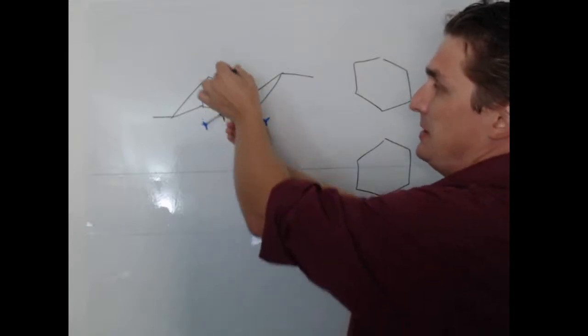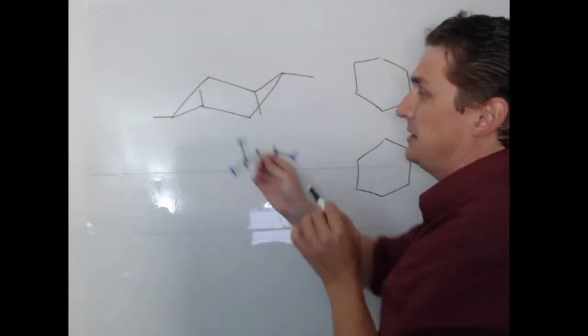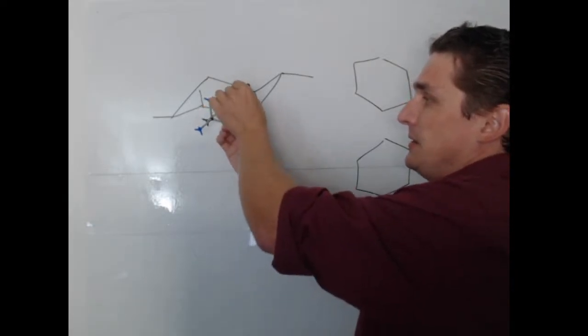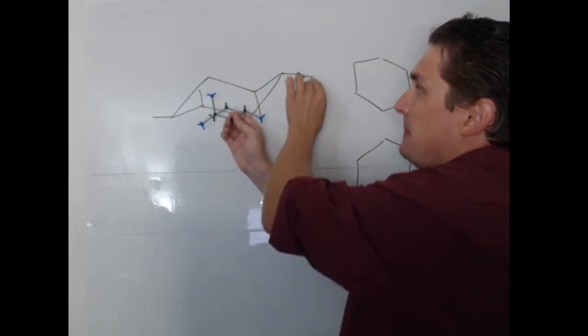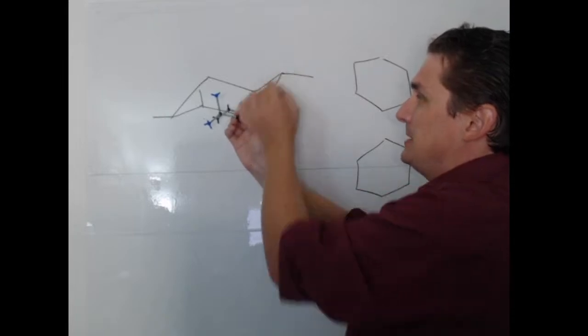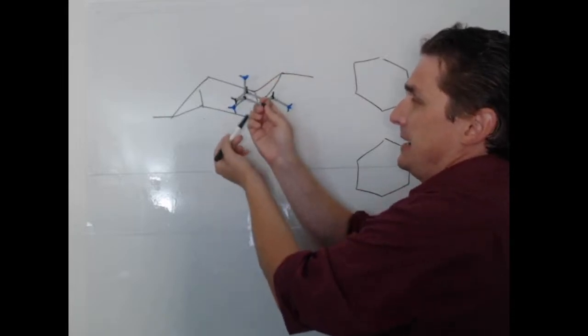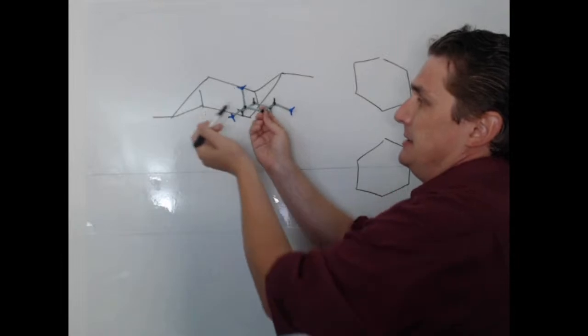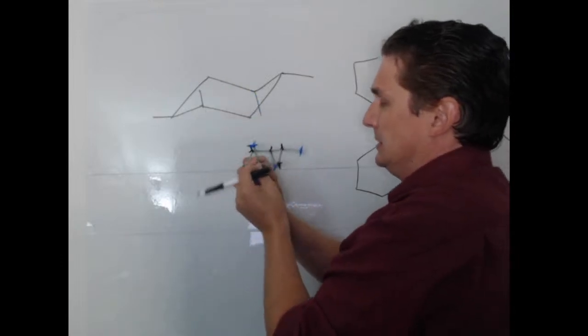Again, I'm going to define these three carbons as having their axials pointed up. So I've got 1, 2, 3 axials pointed up. This axial that's pointed up has an equatorial coming off of it. This axial is pointed down in the back. This axial is pointed up. Oops.